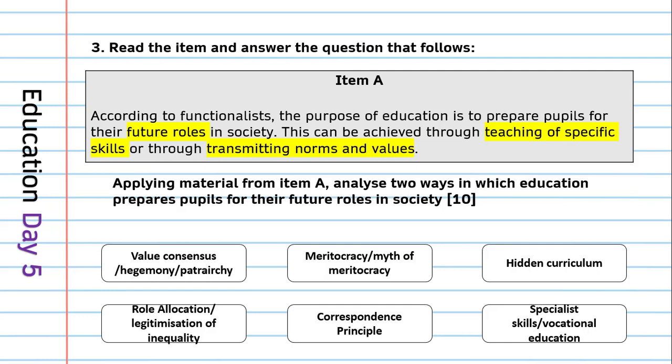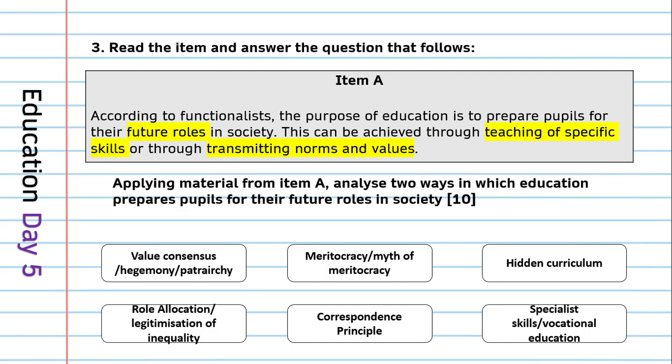Okay, so teaching of specific skills, we can probably look here at things like the hidden curriculum, the correspondence principle, specialist skills, vocational education, or through transmitting norms and values. Now we can look at how the 3 different theories approach transmission of norms and values. So if we think about Functionists, they talk about transmitting value consensus or meritocracy. Marxists will take a very dim view of the transmission of norms and values. They will talk about hegemonic norms and values. They will talk about transmitting capitalist norms and values, the ideology of the ruling class. And feminists will talk about patriarchal norms and values and how they are transmitted.